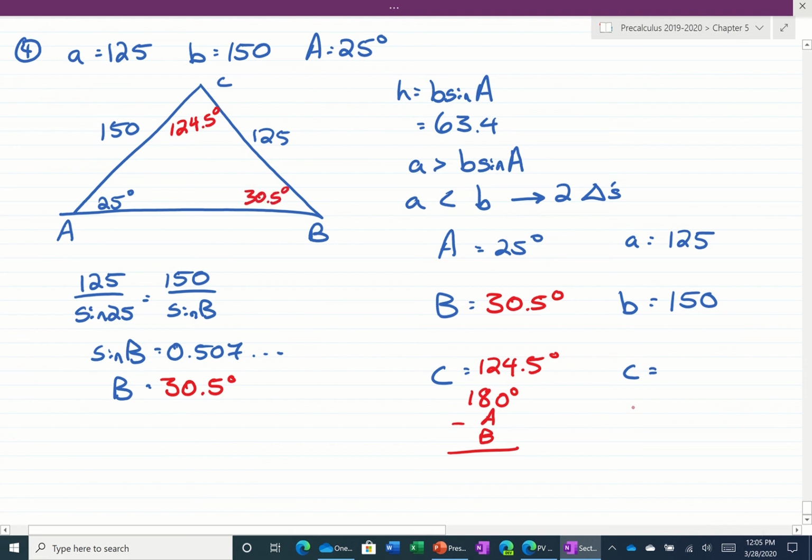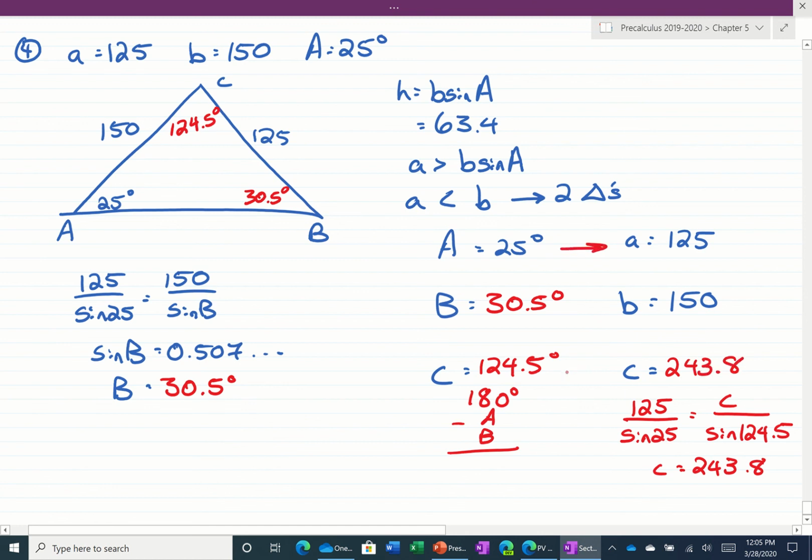And now let's do law of sines to find the missing side C. We're going to do what we're given, 125 over the sine of 25, is equal to side C over the sine of 124.5. And if we cross multiply and divide, we'll get that side C is 243.8. Smallest angle, smallest side, largest angle, largest side.